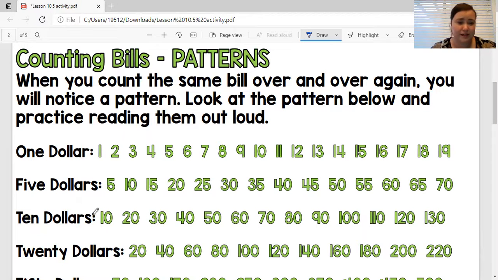For $10 bills, we skip count by 10: 10, 20, 30, 40, 50, 60, and we keep going. With our $20 bill, we go 20, 40, 60, 80, 100, and we keep going by skip counting by 20. Then we have our hundreds. We skip count by hundreds: 100, 200, 300, 400, 500, and we keep going depending on how many bills we have.